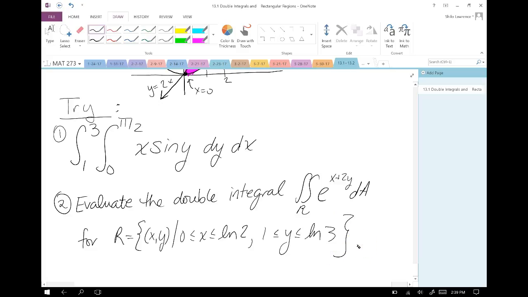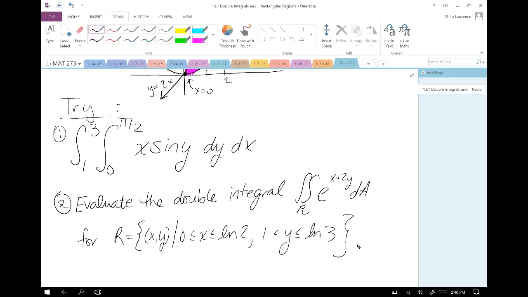So number 1 is all set up and ready to go. And we just want to evaluate it. Number 2 is the same exact type of problem, but they don't have it set up and ready to go. So you need to insert your limits. How you insert them is up to you because the limits are just constants. So it's a rectangular region. When they're constants, x is going from 0 to natural log of 2. Now, it's not a pretty number, but it's still a constant.